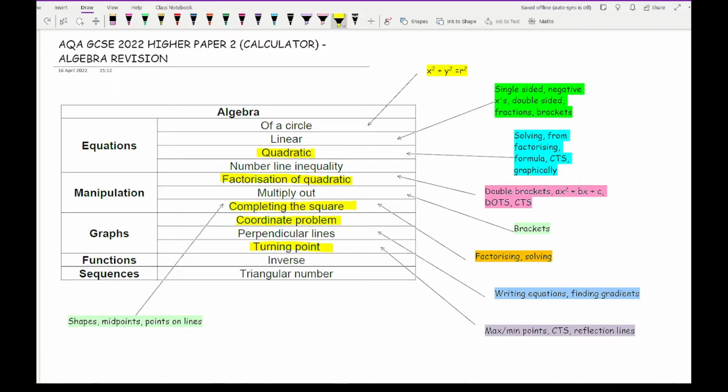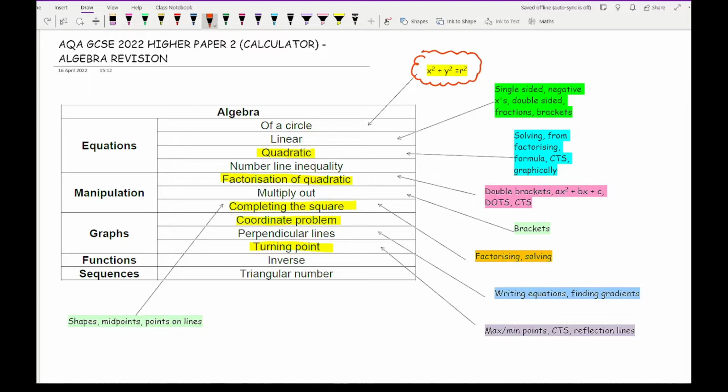So looking at the first one, it says equations. So this is where you're actually solving the equations or writing an equation. Now the first one is of a circle. Now at this level, unless you're doing further maths, the general formula is x squared plus y squared equals r squared, where x and y are obviously your coordinates and r is your radius.